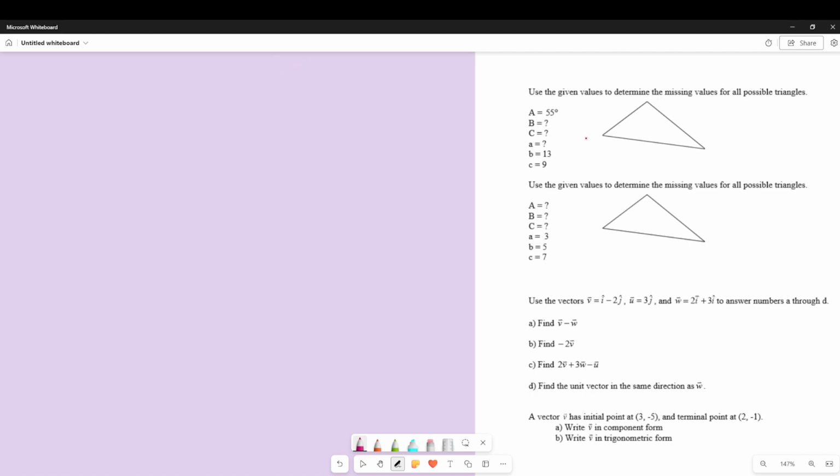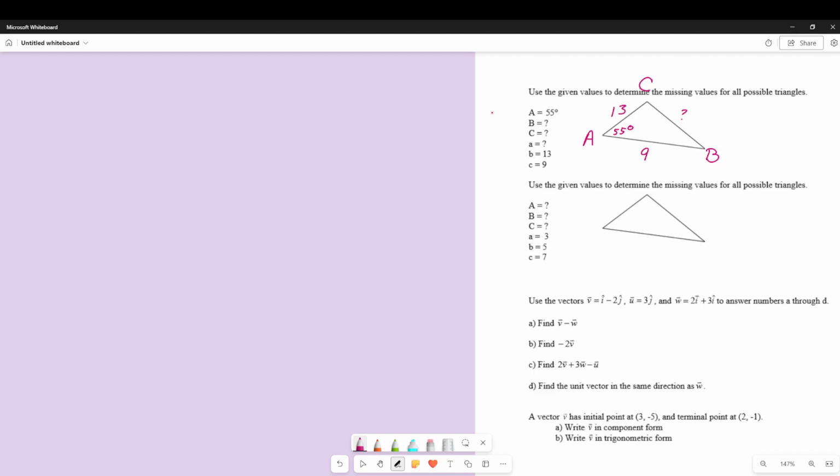So it doesn't matter how we label these. I'm going to call this the 55-degree angle. I'm going to call this angle B, this angle C. So if this is angle A, that means this is the side we don't know. This is the side length C, and that's the side length B. So that's what we're told. Because we don't have an opposite pair here, we don't have an angle and its side opposite, I'm not going to be starting with law of sines.